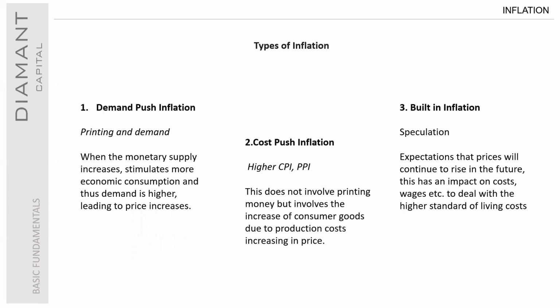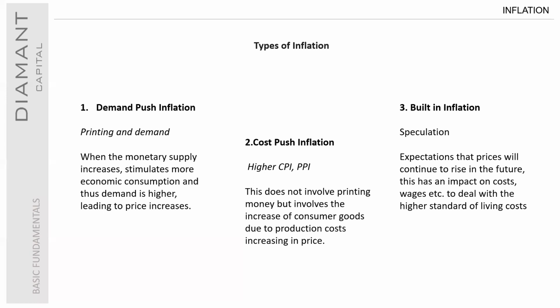Then the second type, cost push inflation, higher CPI and PPI. Briefly, before we get into this in more detail, CPI and PPI are the consumer price index and producer price index. So it's how much goods and services cost for consumers and how much goods cost for producers. This does not involve any printing of money, but it involves the increase of consumer goods due to the production costs increasing in price. So you've got to understand that as producers have higher costs, they're obviously going to push that on us as well, because they still want to make a profit, right?